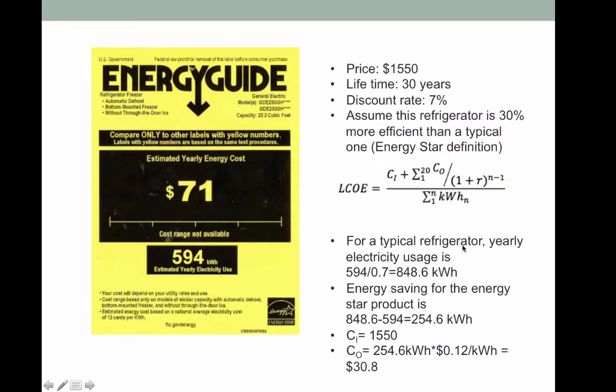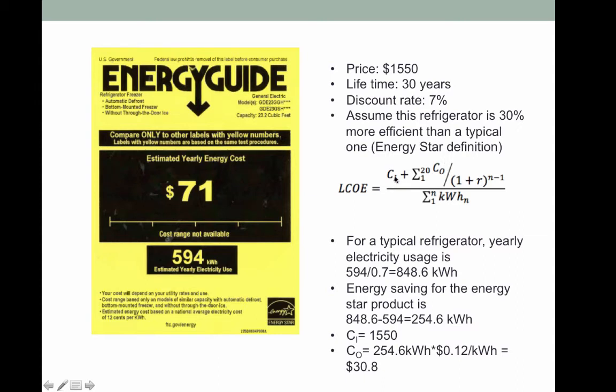For a typical refrigerator, the annual electricity consumption is actually over 848 kilowatt hours. So energy savings from this refrigerator is 254 kilowatt hours every year. So the estimated benefit from this refrigerator is $30.8 every year. We can plug in the $1,550 to the equation as the upfront investment, CI. The $30.8 is the benefit we get every year.